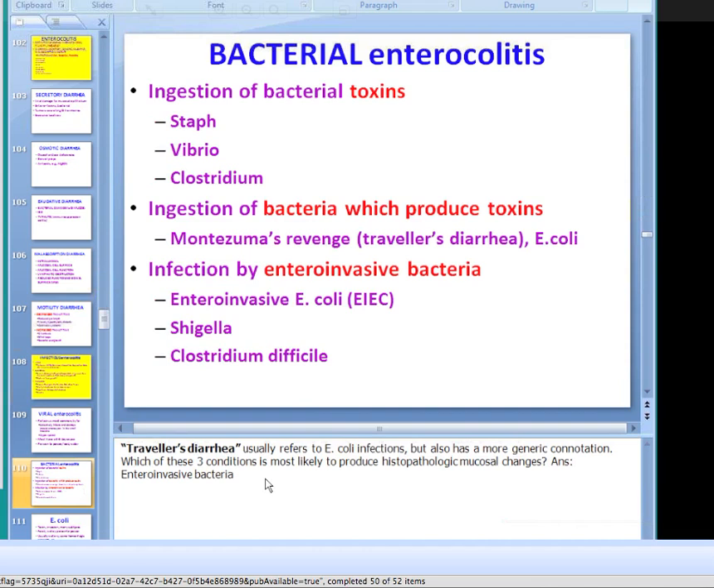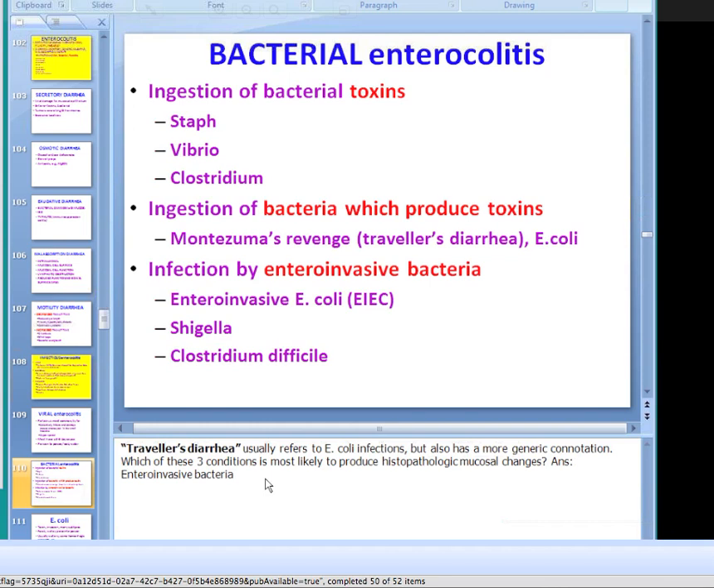Bacteria. Bacteria can cause enterocolitis in 3 different ways. One of them is just to produce a toxin that accumulates in foods, and then you ingest those toxins. So, you know, staph food poisoning, botulism from Clostridium, even Vibrio cholera. These are all basically ingestion of toxins. It's not so much the ingestion of the organisms.